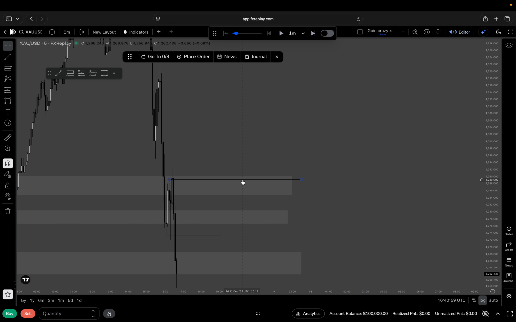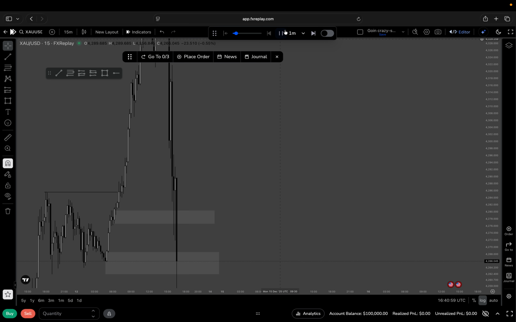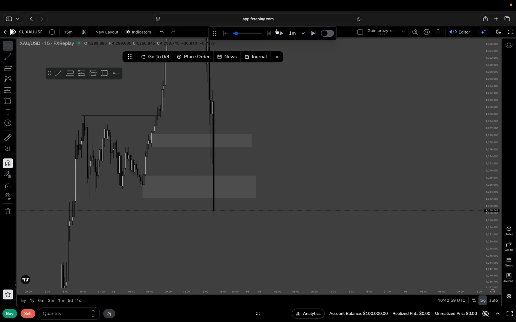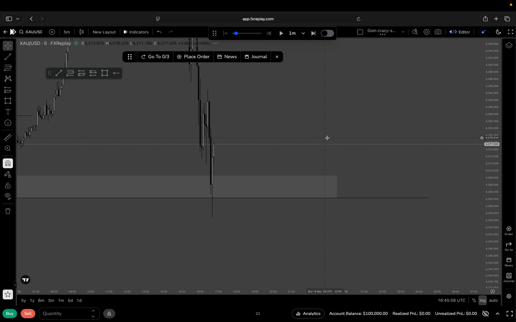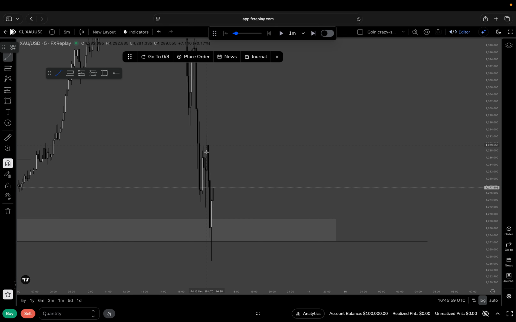Okay. We can get rid of the zone, since we close below that on the 15-minute. Okay, we close below the zone, but we do get a sweep of all these lows down here, which is perfect. Let's see if we get a market structure shift with some displacement.